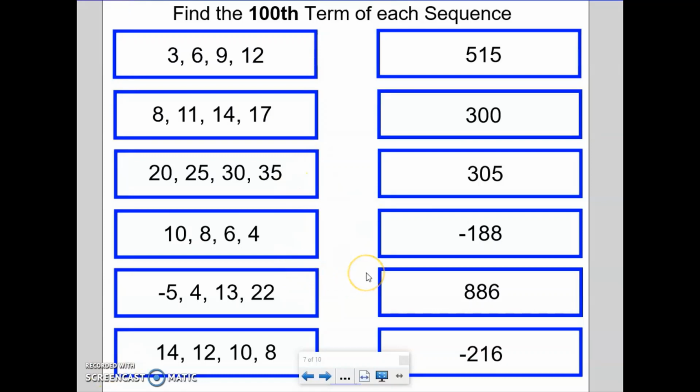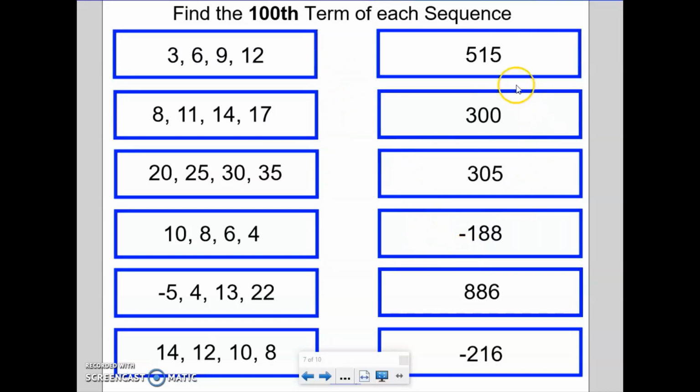Your second task is very similar to the task we just did on the previous slides. Again, I would like you to look at the 6 linear sequences on the left-hand side of the screen, and match them up to their 100th term on the right side of the screen. Just like on the previous slides, one of the matchings is an odd one out. You need to identify and highlight the odd one out.